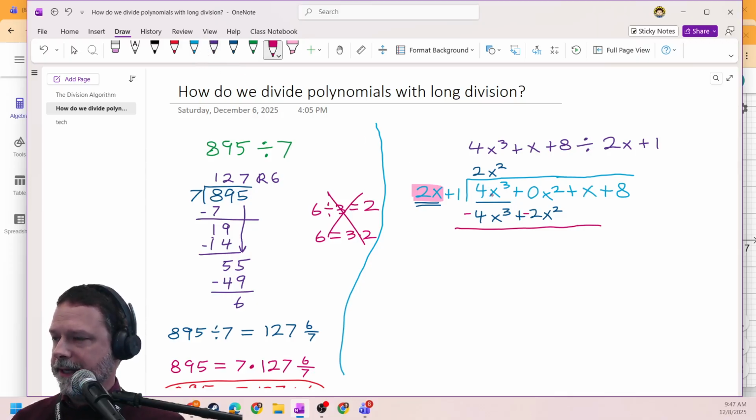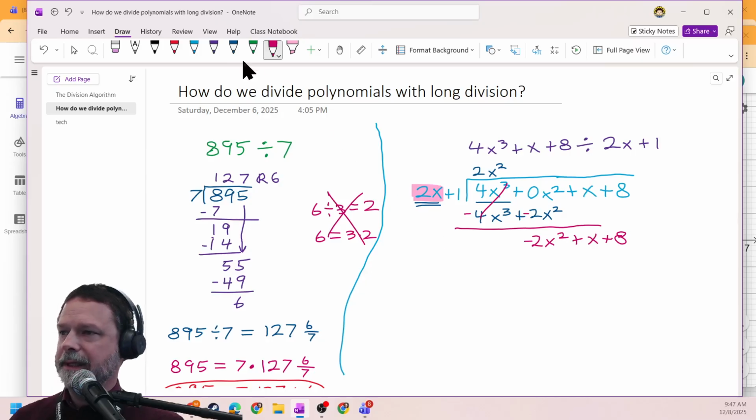So when I do that, we get 4x cubed minus 4x cubed. That's 0x cubed. That's gone. 0x squared plus negative 2x squared is negative 2x squared. And then I still have the plus x and the plus 8. Bring all that down. Then we do the same thing.